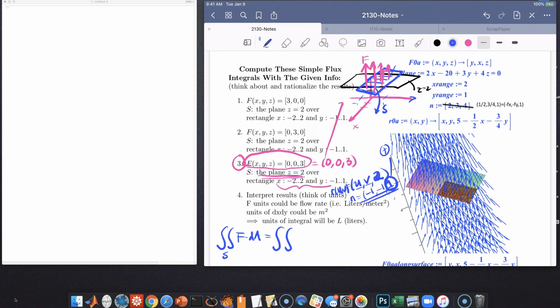All right, and so what we're looking to do now is find the vector field along the surface. Since the vector field is 0, 0, 3, there are no u's and v's to plug in for our x, y, and z values. So the vector field along the surface is 0, 0, 3. And then we're going to dot product that with the normal vector, negative 1, negative 1, 1. And then we're going to integrate over du dv, where u is the x variable and goes from negative 2 to 2, and v is the y variable and goes from negative 1 to 1.